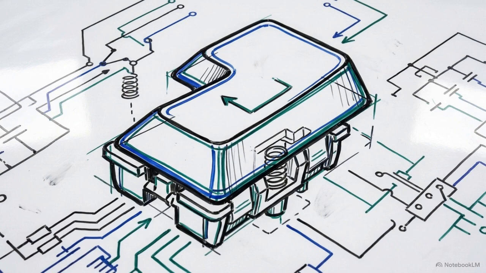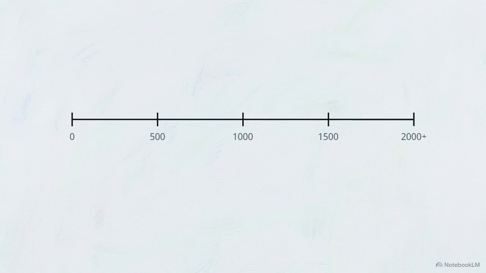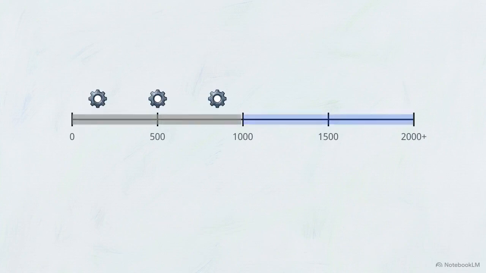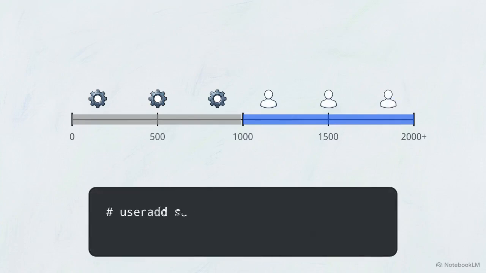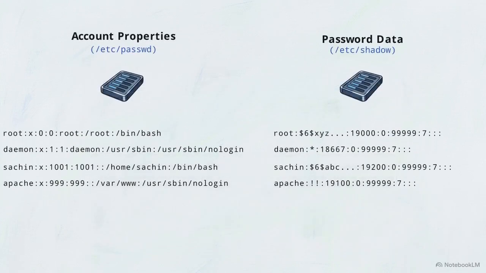Every keystroke requires precision. This chart plots the strict numerical boundaries of user identities. IDs from 0 to 999 are reserved strictly for automated system processes, while human operators are assigned IDs from 1,000 and above. To create an operator, type useradd, then their name, and passwd to secure it. To verify this, we use grep to search core databases. Account properties are stored in /etc/passwd, while password data goes into /etc/shadow.